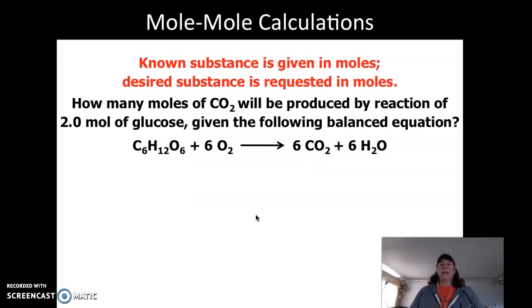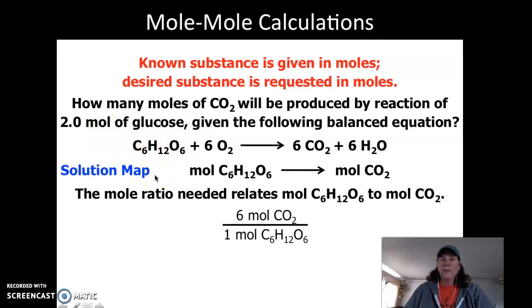Okay, we've got a couple minutes left here. A known substance is given in moles, and we want to find another one. Here's my balanced equation. How many moles of carbon dioxide will be produced by the reaction of 2 moles of glucose? This is glucose. So write down what you know. And again, don't worry about all this, just go down to here. Write down 2 moles of glucose.